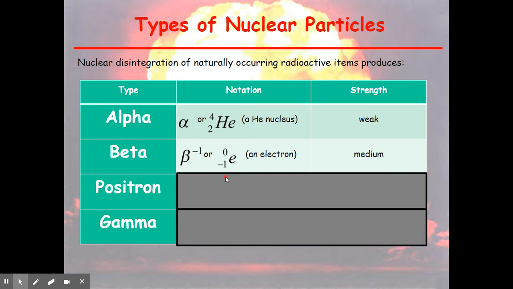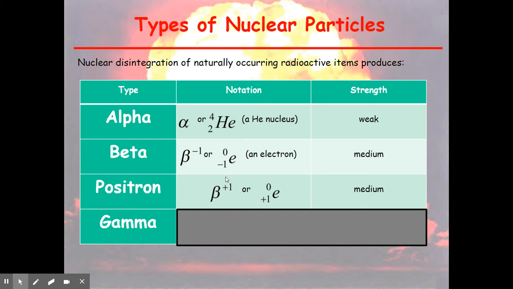A positron is basically a positive electron. I know we don't know what a positive electron is, but it's similar in mass. It's got 0 mass, and that's the important thing, and it's got a +1 charge. It's the exact same thing as a beta particle, just the opposite charge. So that's why its penetration, or its strength, is medium.